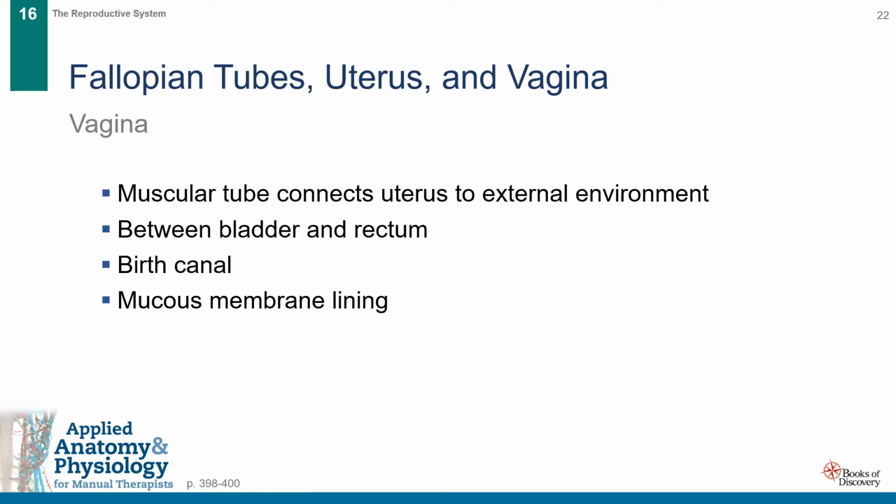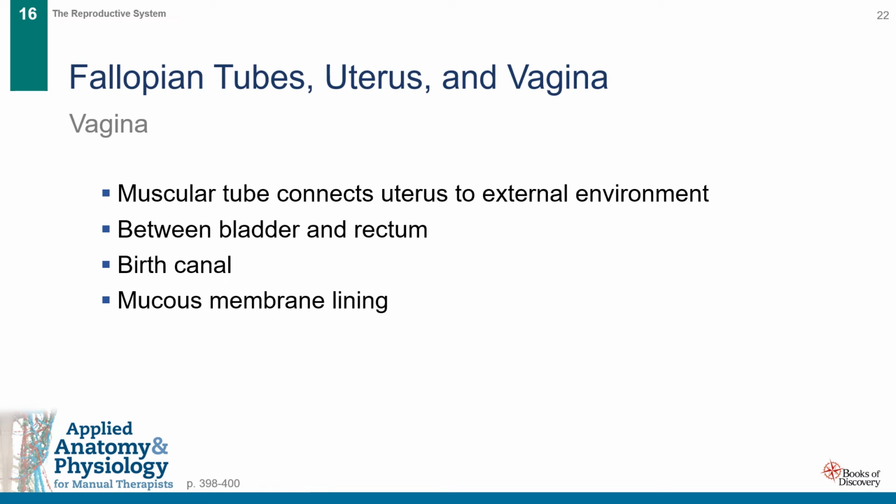The vagina is a wide muscular tube approximately 4 inches, 10 centimeters long, situated between the bladder and the rectum. It connects the cervix of the uterus with the exterior environment. Sperm is ejaculated into the vagina during sexual intercourse, and babies are delivered through the vagina, which is why it is also called the birth canal.